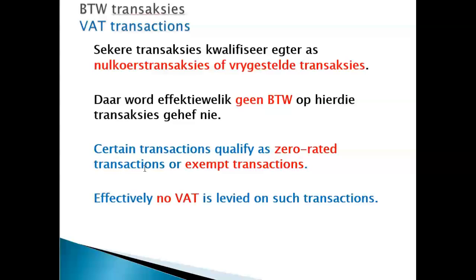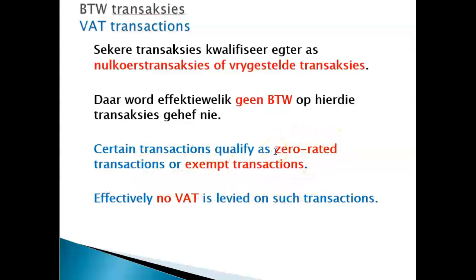So you do not claim any VAT and you do not pay any VAT on those kind of transactions, but there is VAT applicable on those kind of transactions. Then you get exempt transactions. Now there's no VAT applicable on those kind of transactions at all. Why then the distinction? Why is it so important that I distinguish between zero-rated transactions and exempt transactions?